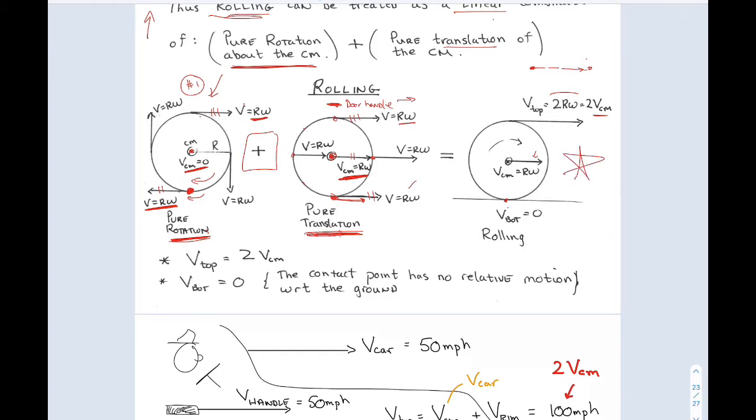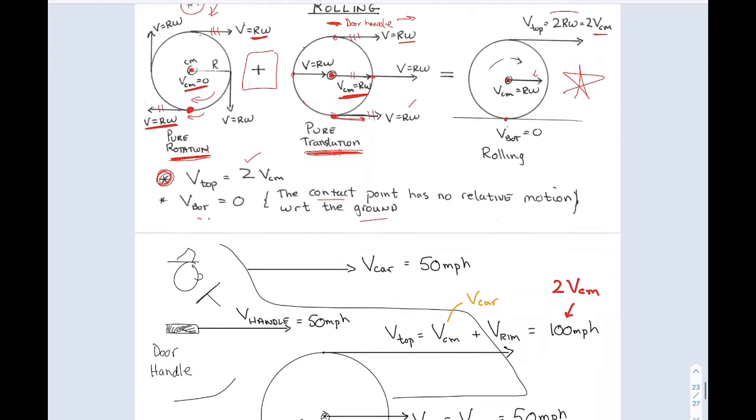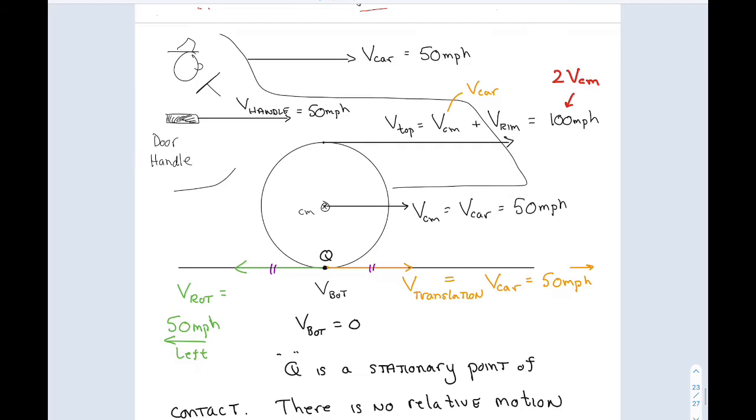All right. So a couple interesting things from this picture. This says that the top of the wheel is moving with twice the speed as the center of the wheel. And the bottom of the wheel, that contact point, is not moving with respect to the ground. So let me give you a better idea of what's happening here. So here's you in the car. The car is going down the road at 50 miles an hour. The door handle is going down the road at 50 miles an hour. Here's someone else, watching the car go down the road. Every point on the car is moving to the right. It's translating with a velocity of 50 miles per hour.